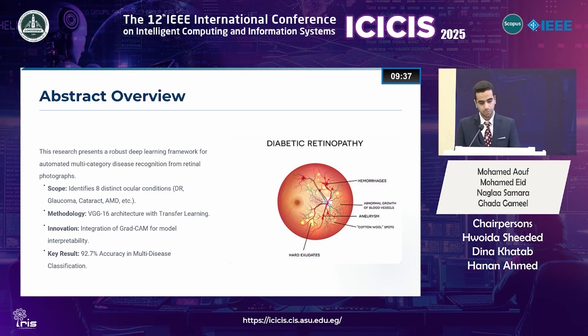In our abstract, this research presents a robust deep learning framework for automated multi-category disease recognition from retinal photographs. The scope is to identify 8 distinct ocular conditions like DR, glaucoma, cataract, AMD, etc. The methodology is the VGG16 architecture with transfer learning, and the innovation is integrating the Grad-CAM model for interpretation. And the key result is 92.7% accuracy in multi-disease classification.